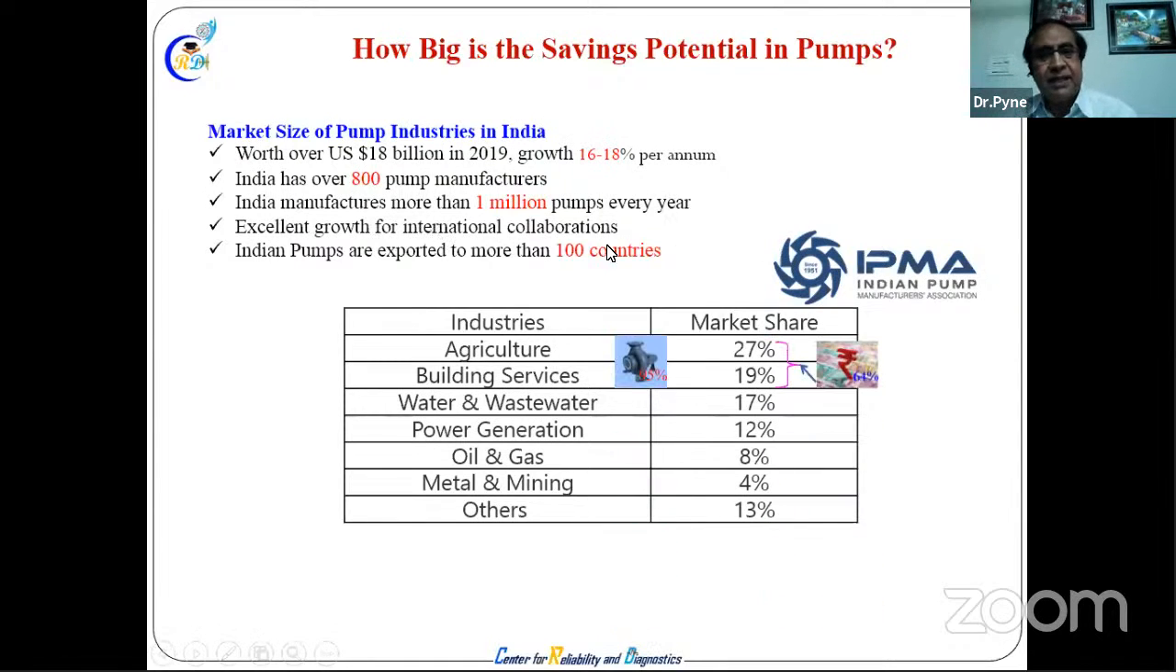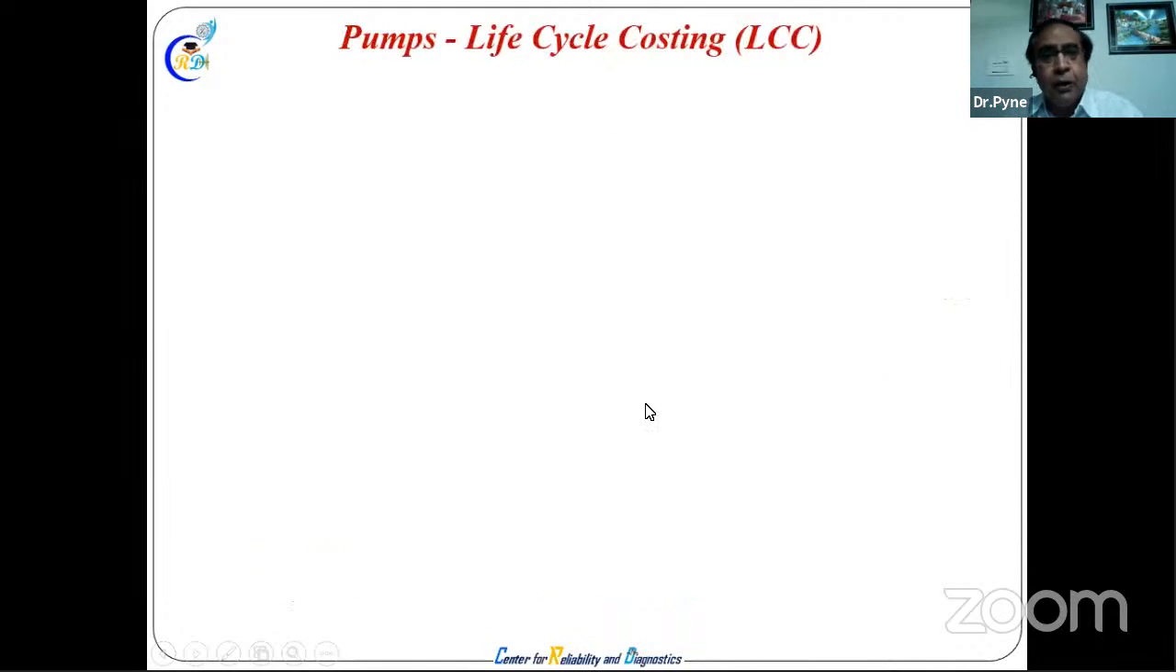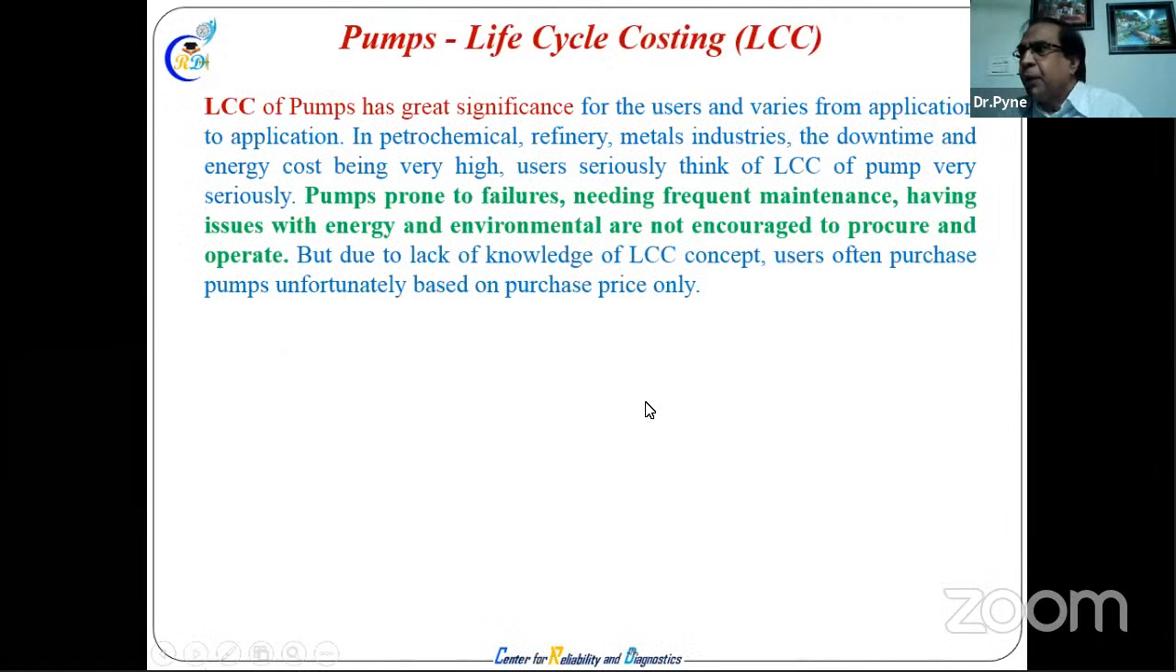So here in industry 25%, you see 95% are agriculture and building services where pumps are used, and the market share is 64%. A lot of potential for saving. That's the point I want to tell you. Okay, and life cycle costing we generally avoid in purchasing equipment, and that is a big problem.